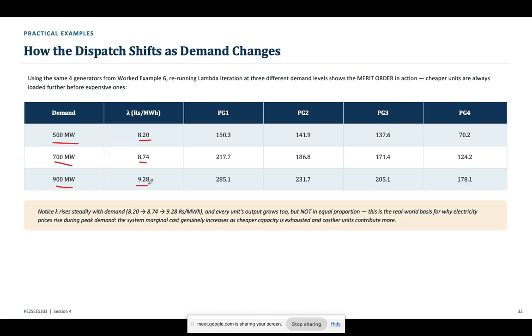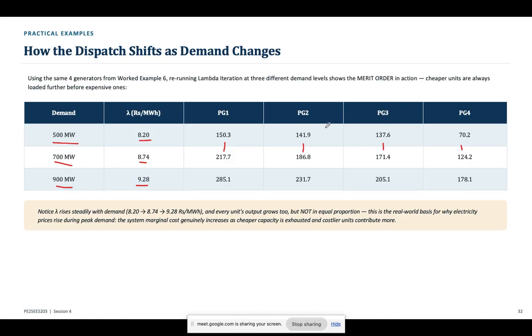So the generator output does not increase by the same amount here. From 500 to 700 megawatt, unit 1 rises 67.4 megawatt. As you can see here, you have the difference of 67.4. Here you have a difference of 44, 45 nearly. And here you have somewhere around 32, 33. And here you have 54 kind of, right? Yes, exactly 54. So each generator is raising its own output and the increases are not uniform, they are different.